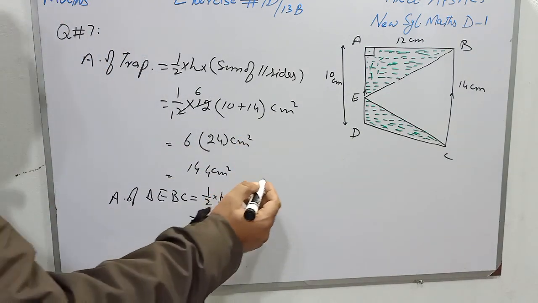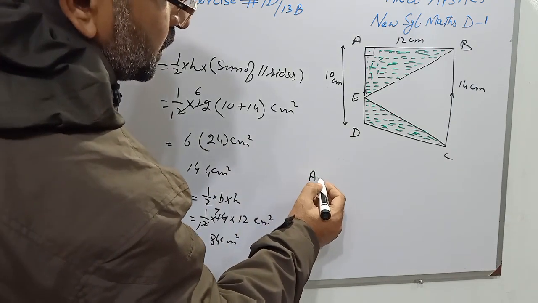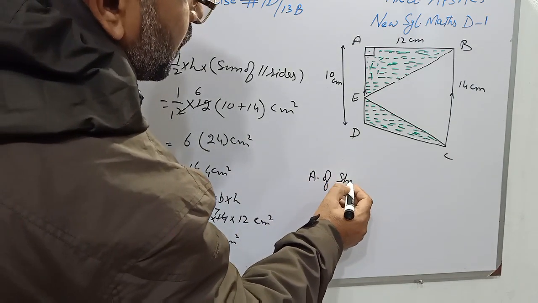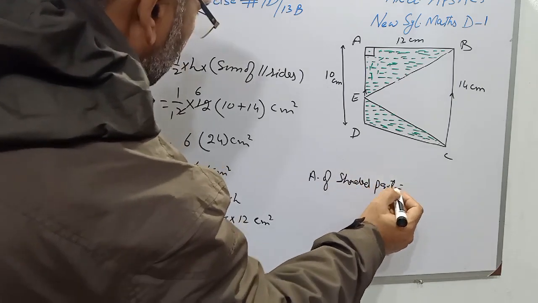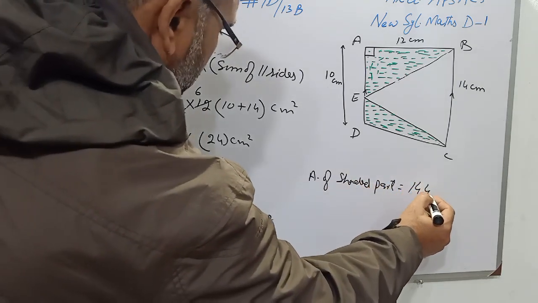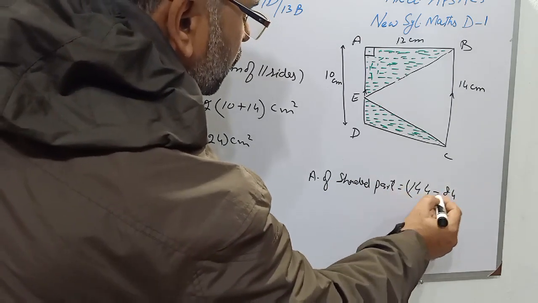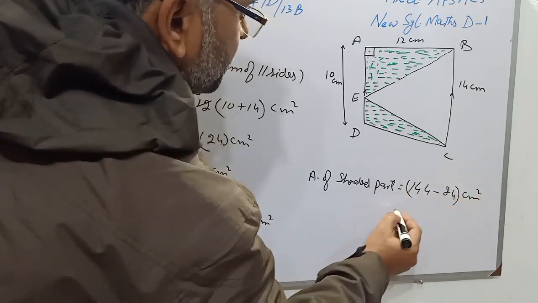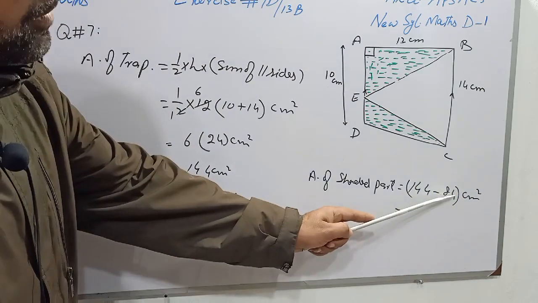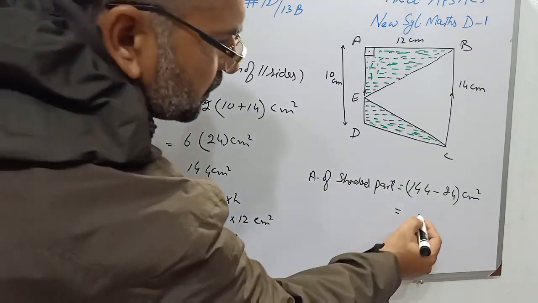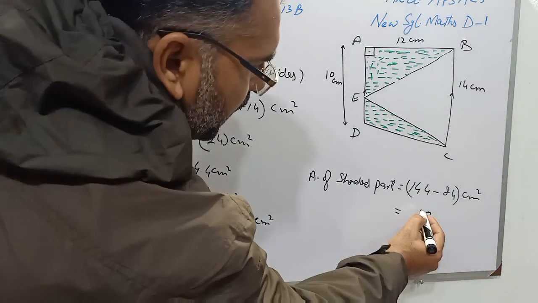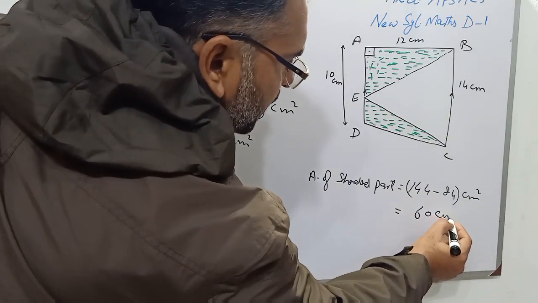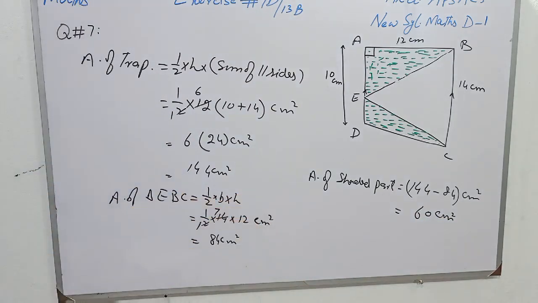So the area of the shaded part or region will be 144 minus 84 centimeter square. Students, subtract 4 from 4 and it will be 0, and then subtract 8 from 14 and we will have 6. So the area of the shaded part is 60 centimeter square.